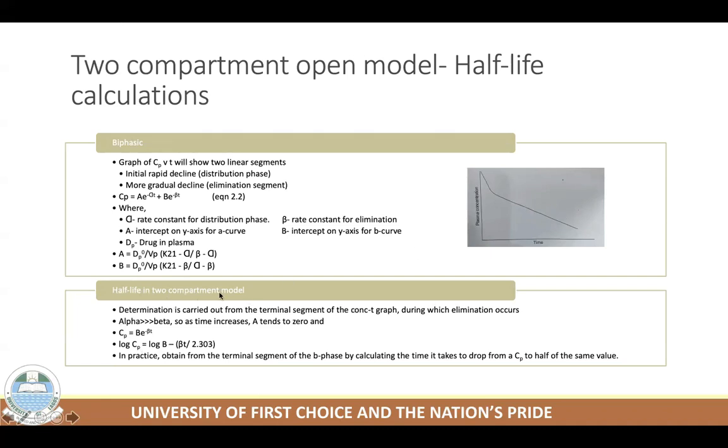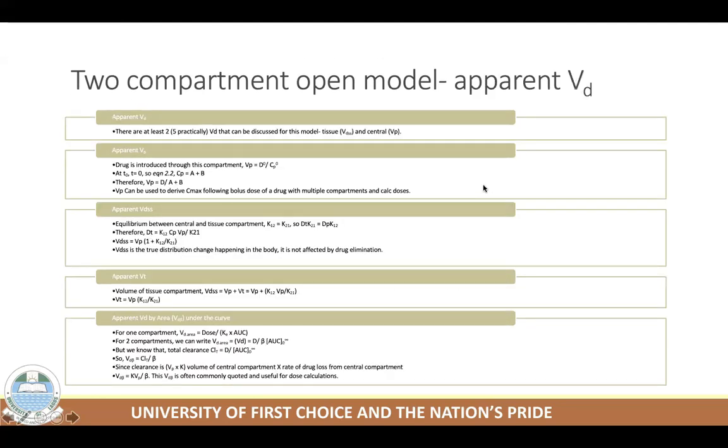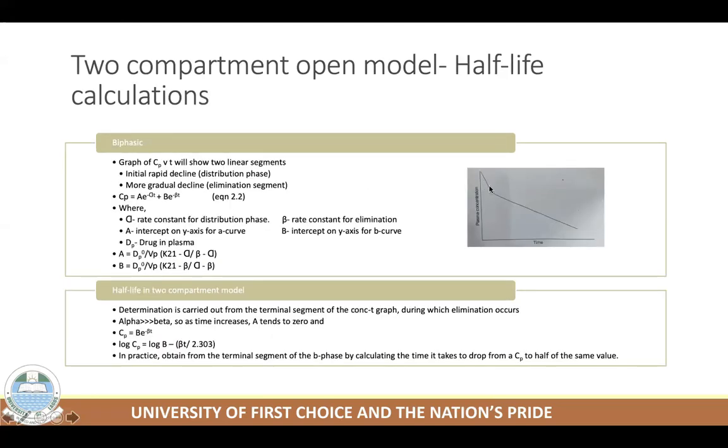Now, let's also talk about half-life. How can you calculate the half-life of a drug that has a two-compartment model? You can determine this in two ways. You can determine by calculation, or you can determine it directly from the elimination part of the curve. You do not use the distribution part because it will overestimate the half-life. So you use the slower part of the curve, which is the B phase.